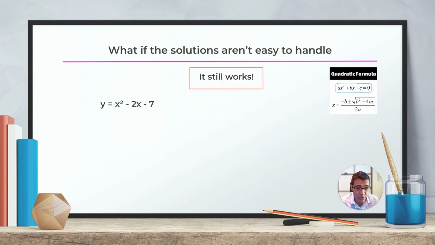So the formula still works. Let's look at x squared minus 2x minus 7. Doesn't look very easy to factorize.